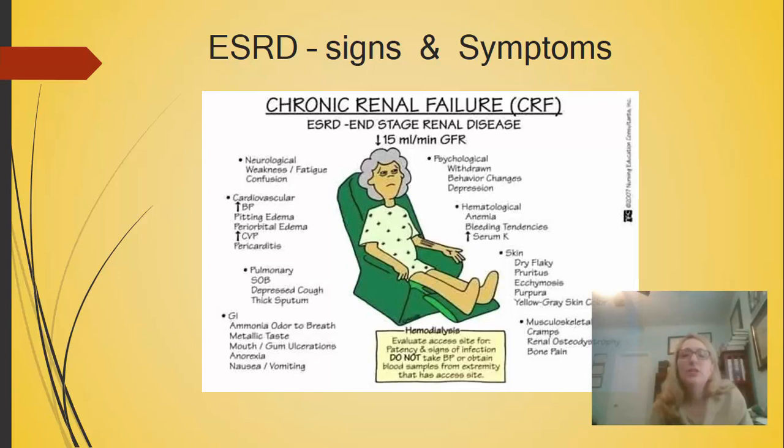When you think about it hematologically, they will have anemia, they'll have bleeding tendencies. Potassium, as we talked about earlier, is likely to be easy to elevate, and they'll get into trouble that way, so you need to check that pretty often. Skin is going to be dry, flaky, itchy. They'll bruise easily. They'll have kind of a grayish-yellow cast to their skin often, and they just look sick. They have muscle cramps and bone pain.